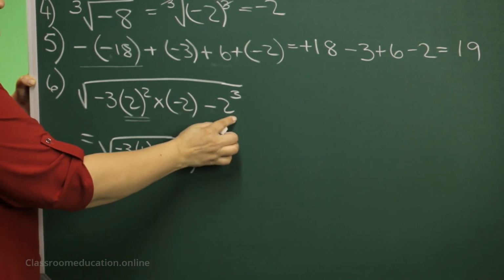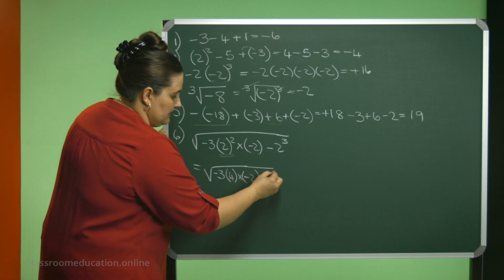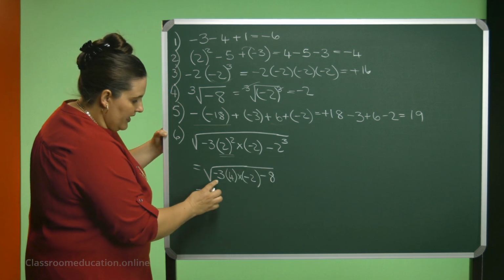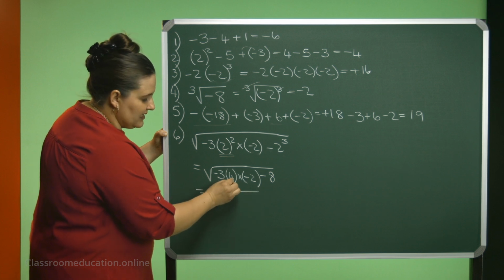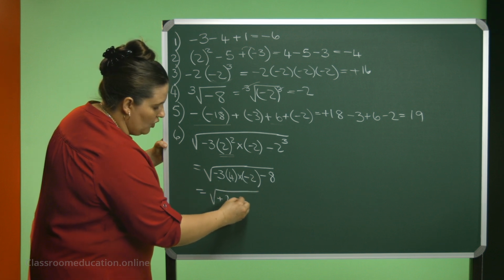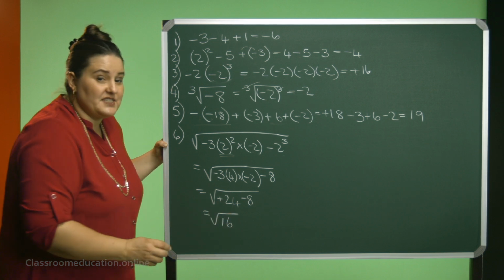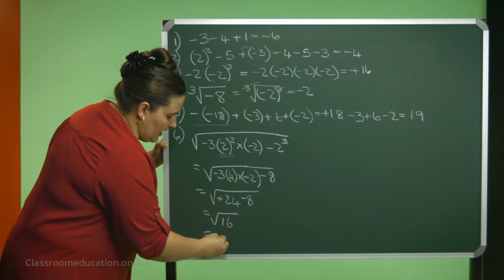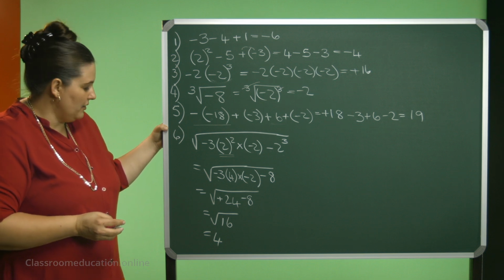And then what is -2 cubed? It's -8. Okay, so I have a negative times a negative is a positive. 3 times 4 is 12 times 2 is 24 minus 8. So I will have the square root of 16, and that will give me an answer of 4. Did you get it? I hope so.